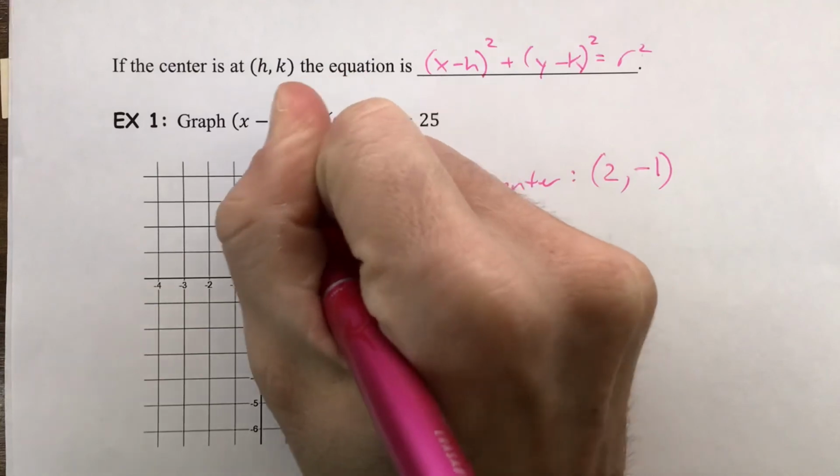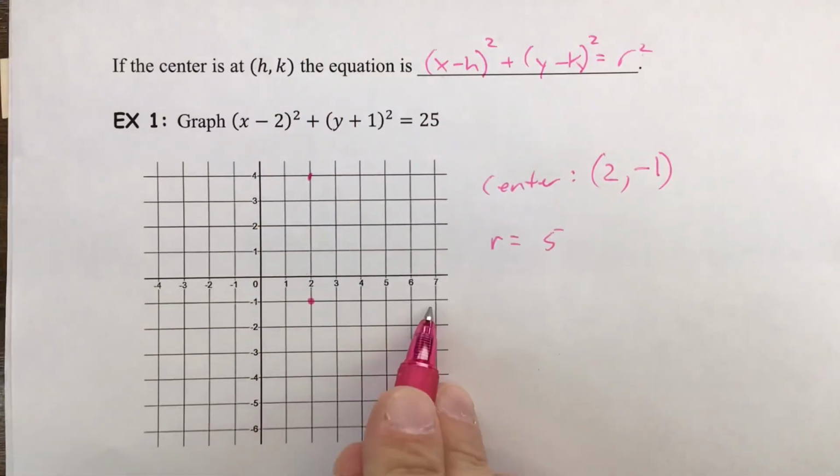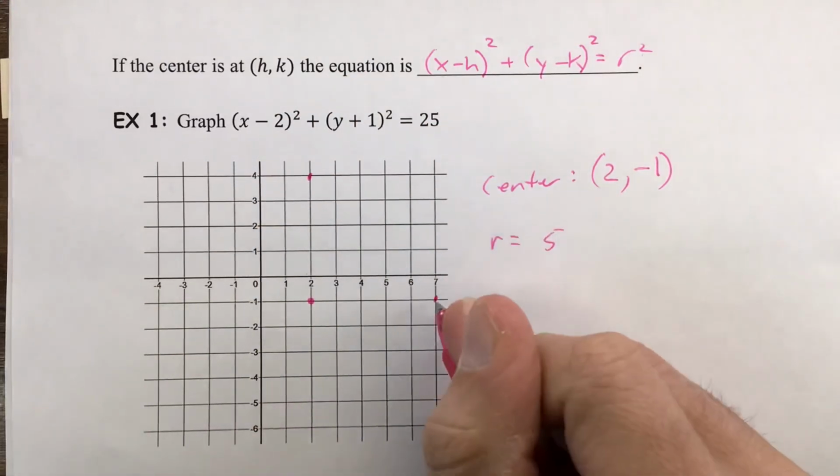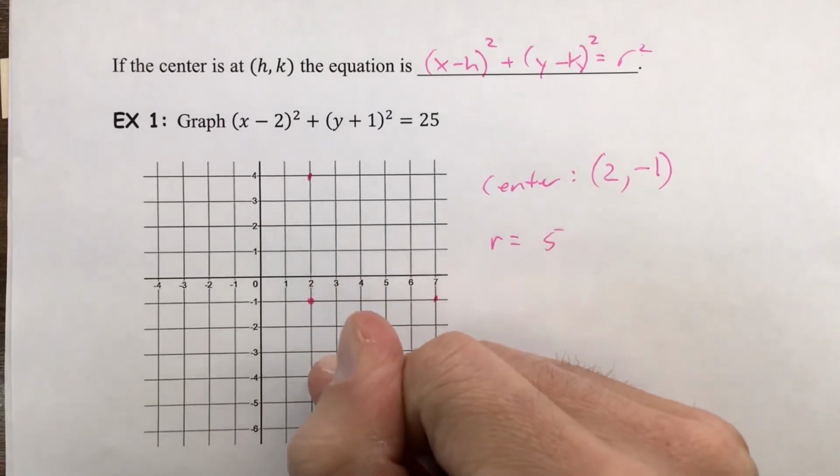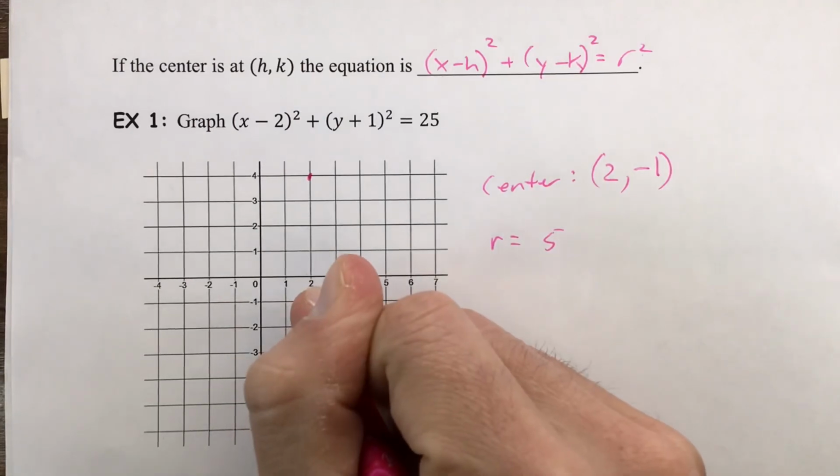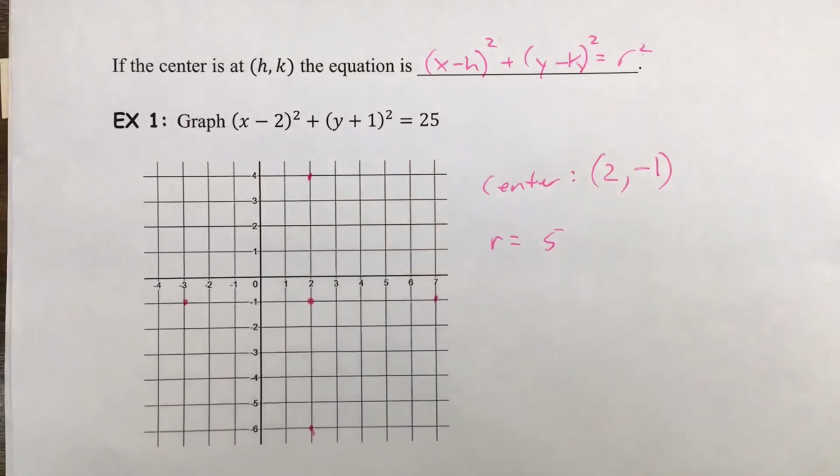So that will be on the circle. You could go 5 units out that direction. That would be on the circle. Go 5 down here, and then 5 to the left. Then we'd have a circle that goes through those points.